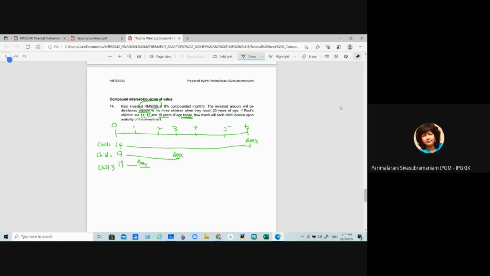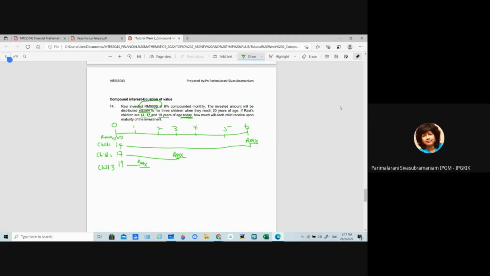They will be paid the equal amount. All of them will get an equal amount, but when each one of them reaches 20 years of age. Okay, so how much did he invest? He invested 9,000. Okay, so now we want to find how much did each child receive. So we need to form an equation of value. Okay, we want to find how much each child will receive.